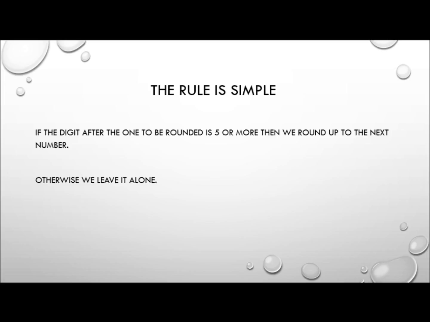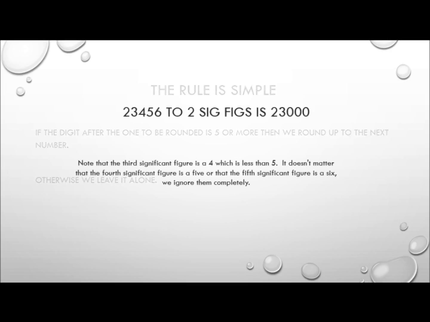The actual rule for rounding is extremely simple. If the digit immediately after the one to be rounded is 5 or more, then we round up to the next number. Otherwise, we leave it alone. So for example, if we have the number 23,456 and we want to round it to 2 sig figs, then we would round it to 23,000. The reason is that immediately after the second significant figure, the third significant figure is a 4, which is less than 5, so we don't touch the 3. So the answer is 23,000.